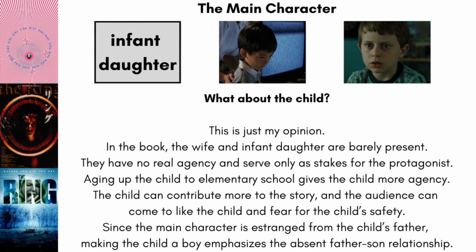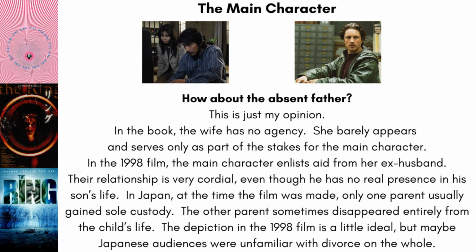What about the child? This is just my opinion. In the book, the wife and infant daughter are barely present. They have no real agency and serve only as stakes for the protagonist. Aging up the child to elementary school gives the child more agency. The child can contribute more to the story, and the audience can come to like the child and fear for the child's safety. Since the main character is estranged from the child's father, making the child a boy emphasizes the absent father-son relationship.